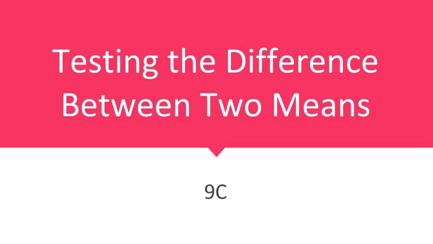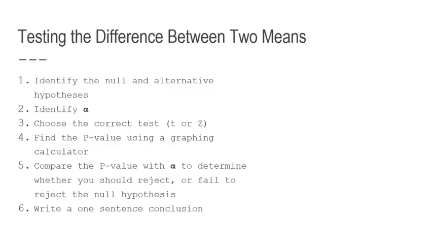So we have two groups. We're going to find the mean for one group, the mean for the second group, and then we're going to find the difference between those two numbers. Okay, so let's look at our steps. They're going to be very familiar to you. Identify null and alternative hypothesis, identify alpha, choose a correct test, and then find a p-value with Desmos.